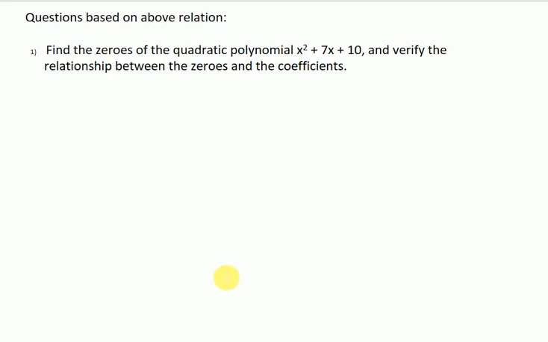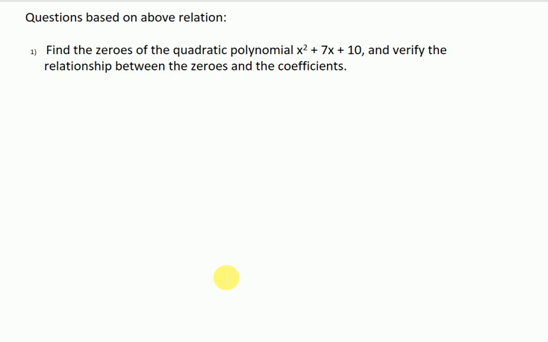Let's take a look at some examples. Here I have already written the example. To find the relationship between the zeros and the coefficients, we need to verify this. So here the question is: find the zeros of the quadratic polynomial x square plus 7x plus 10, and we need to verify the relationship between zeros and coefficients.